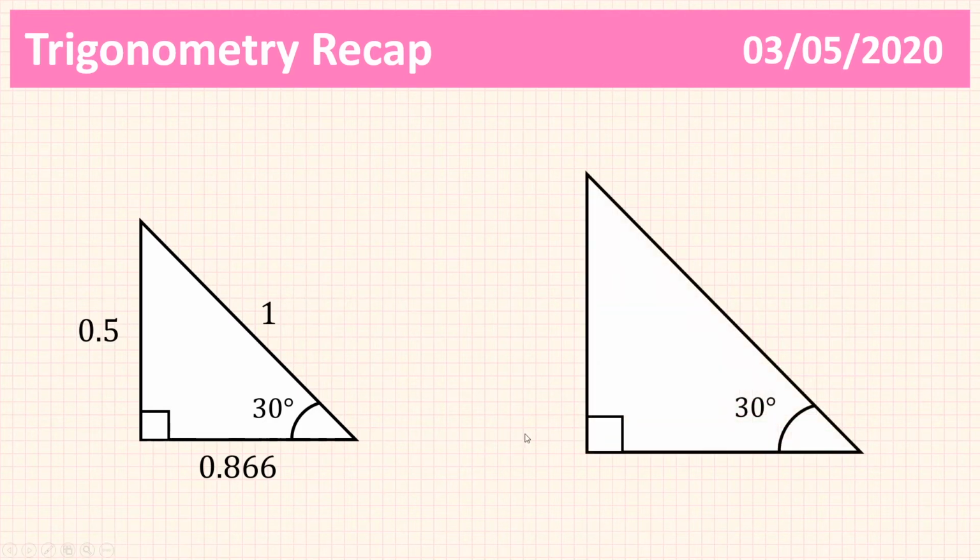But here is a different triangle, slightly bigger. What's happened from this triangle to this triangle? Have a pause of the video, and what do you think's happened?